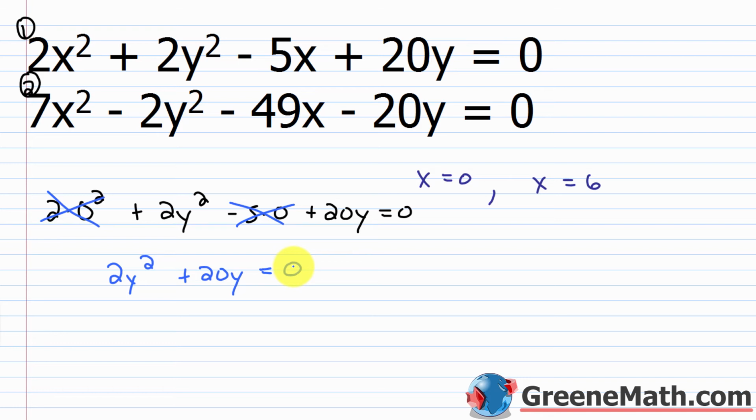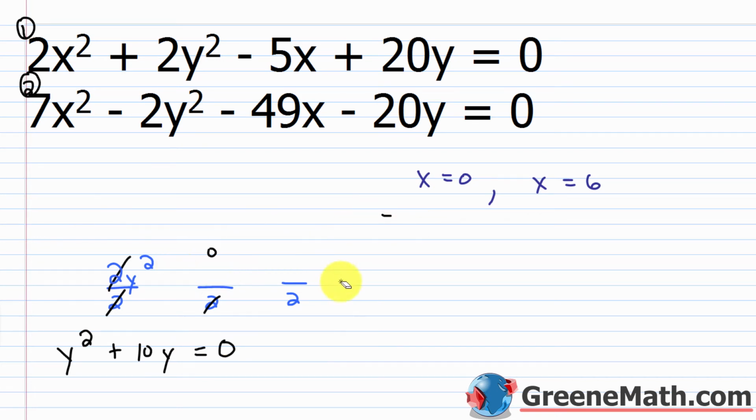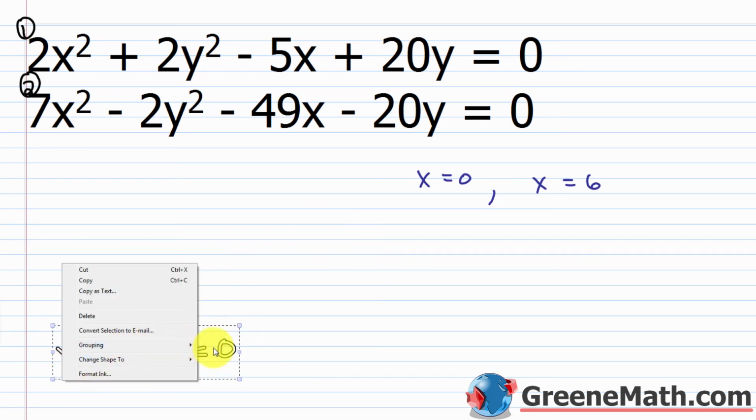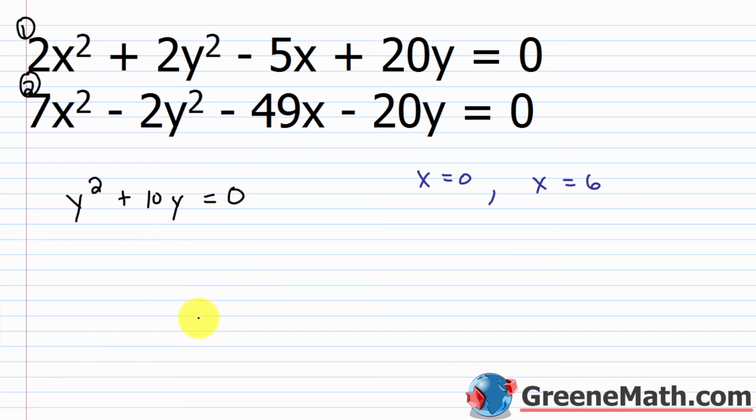Now what I can do is divide each side of the equation by 2. I can make those numbers smaller, so that cancels. I'll have y squared plus, this cancels with this and I have 10, so 10y, and this equals 0. Let me erase all this, and we'll slide this up. Let's get some room. I can solve this by factoring. If I factor out a y, I would have y plus 10 inside the parentheses.